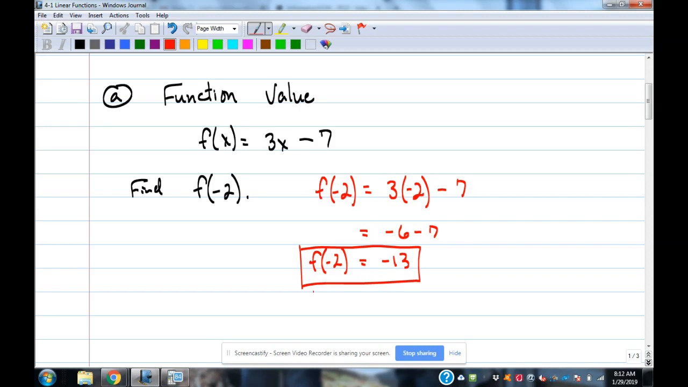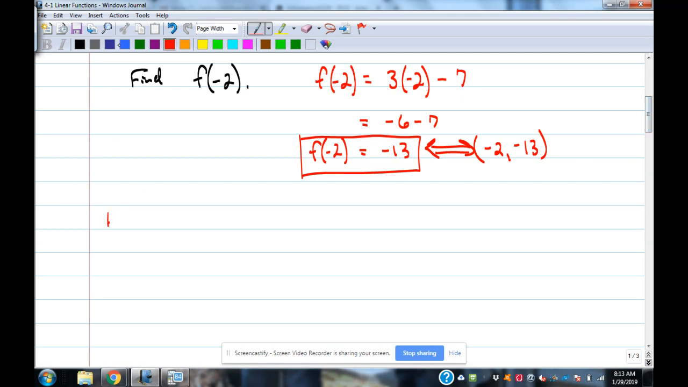What's another way to think about f of negative 2 equals negative 13? That's right. It's a different way of writing an ordered pair. These two things mean the same thing. Here's x, here's y. No difference other than the notation. This is function notation. That's ordered pair coordinates notation. So it's no different in what you're doing. For function value, whatever's in the parentheses, plug it in for x and simplify as best you can. That's all you have to do. Very easy thing. Moving on.